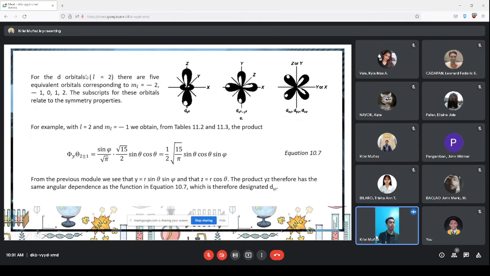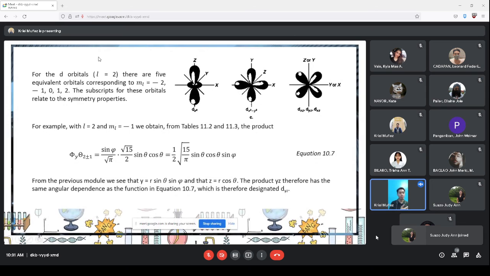Okay? So for the d orbitals class, which is L is equal to 2, meron tayong 5 equivalent orbitals. So we have M sub L is equal to -2, -1, 0, 1, and 2. Right? So ang M sub L natin is from negative L to positive L. Negative L yung umpisa. Yeah, I'm lost again. So yeah, for this one, kung L natin is equal to 2, 5 dapat yung makuha natin. So -2, -1, 0, 1, and 2.